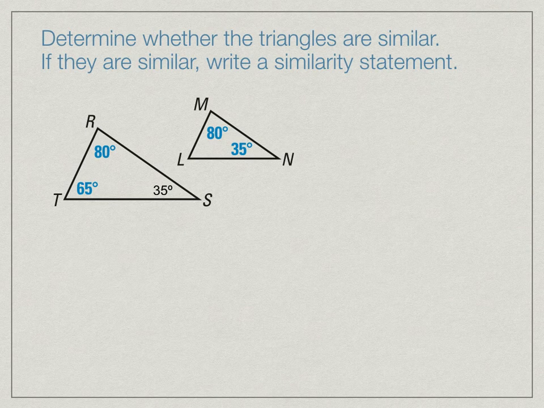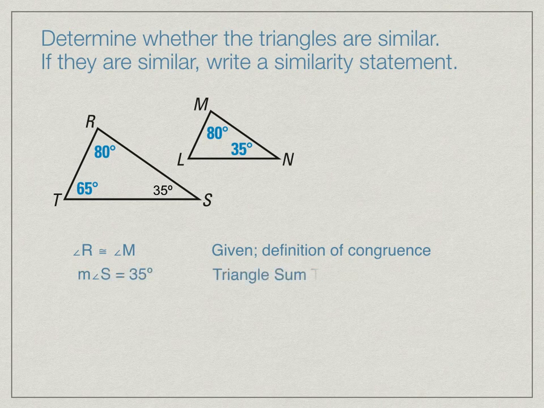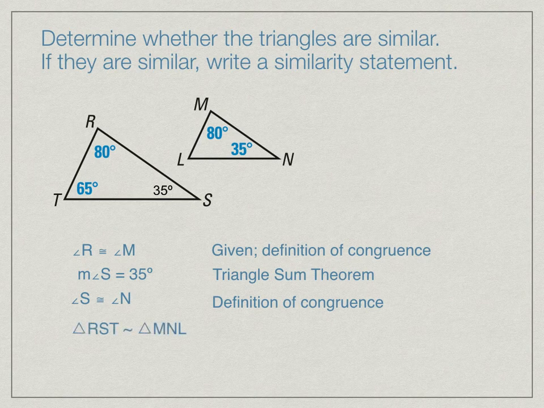So let's write this out formally. We know that angle R and angle M are given as equal in measure, therefore they're congruent. The measure of angle S is 35 degrees by the triangle sum theorem. Angle S then is congruent to angle N, just by the definition of congruence. So triangle RST is similar to triangle MNL.